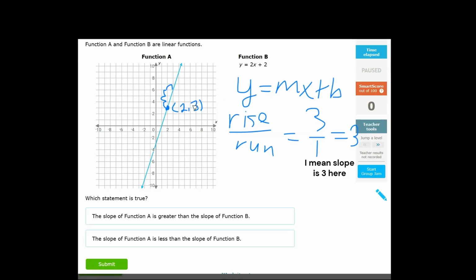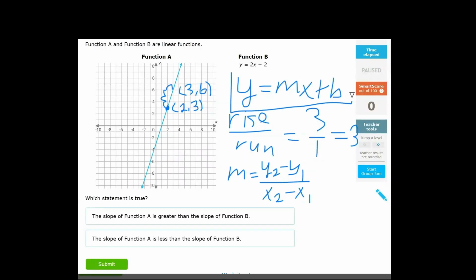The other way to find slope is to find 2 points on the graph. So this other point here would be 3 comma 6. And recall the formula to find slope. It's y2 minus y1 over x2 minus x1. And again, both of these equations are on your GED formula sheet. So you'll always have that with you when you take the GED.